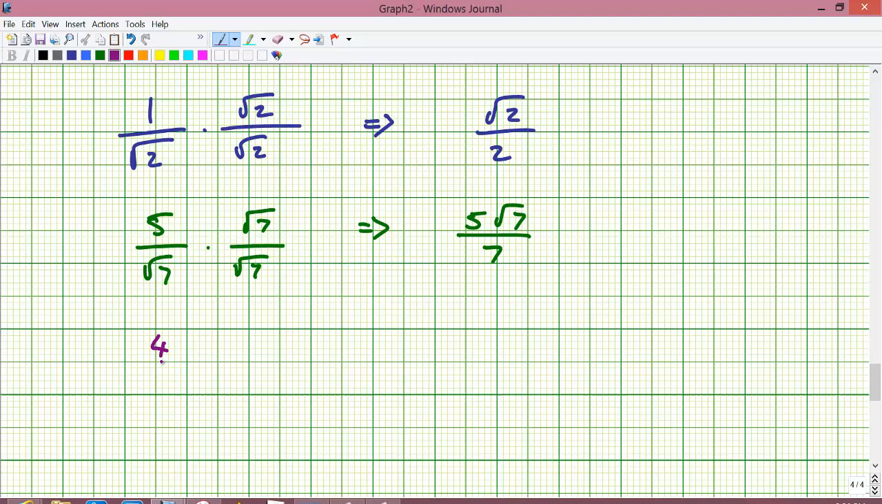Let's try another one. 4 divided by root 6. Don't like that. Top and bottom by the square root of 6. And that gives us 4 root 6 over 6. And this can be further simplified to root 6 over 3. Okay? So this process is known as rationalizing the denominator.